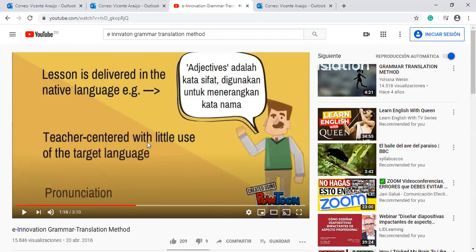It was teacher centered, with little use of the target language. The teacher was the most important person in the lesson. Little use of the target language. English was not used, for example, in our case. So pronunciation of words was given little attention. Pronunciation was not really important because what this method looked for was translating and reading literature. So pronunciation was not important in the grammar translation method.